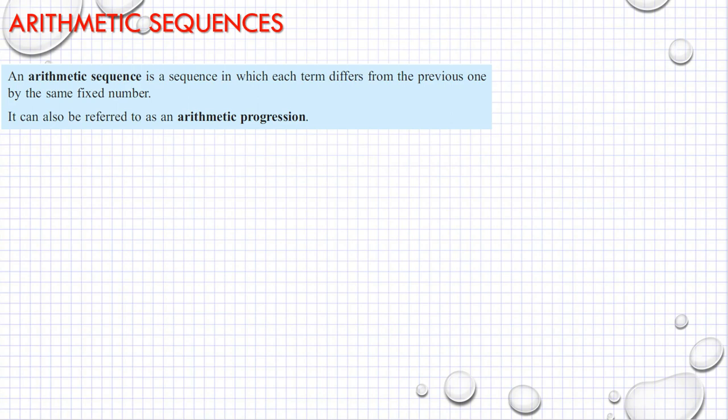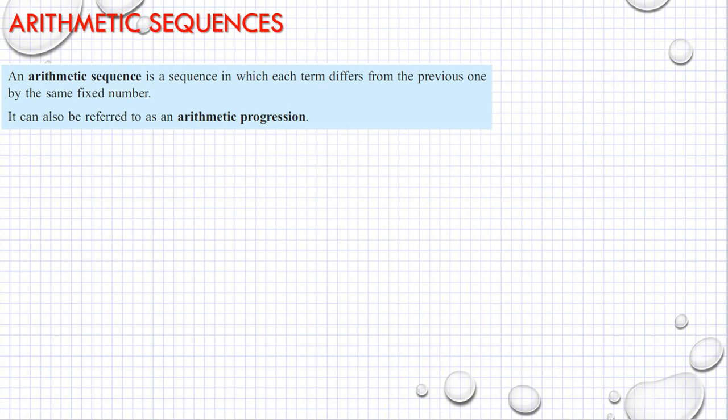I will be discussing arithmetic sequences. The definition is that an arithmetic sequence is a sequence in which each term differs from the previous one by the same fixed number.